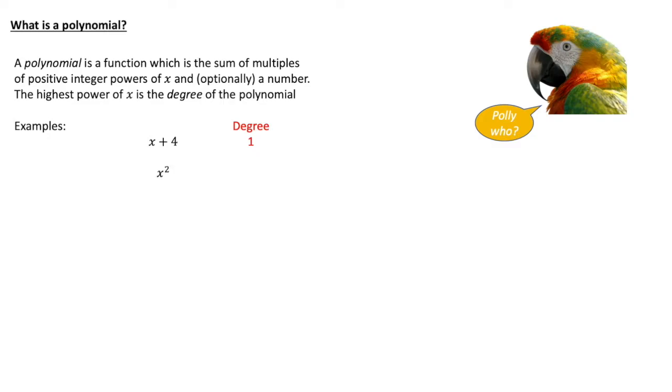x squared is a polynomial. That's degree 2. And of course we call that a quadratic.